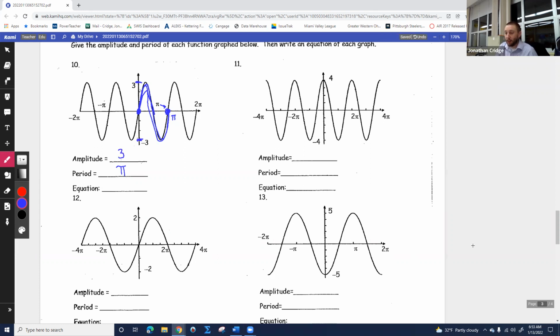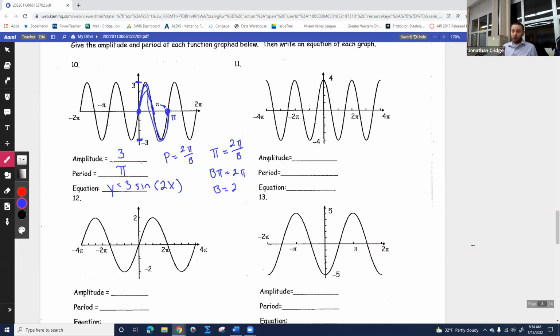Okay, so now I have to try to figure out what my equation is. This is a sine curve because it goes through the origin. So y equals 3, the amplitude, times sine. And then I need my b value, right? So remember, your period is equal to 2 pi over b. In this case, your period is pi. So pi equals 2 pi over b. Multiply both sides by b. So b pi equals 2 pi, which means that b is equal to 2. So the equation would be y equals 3 sine of 2x.